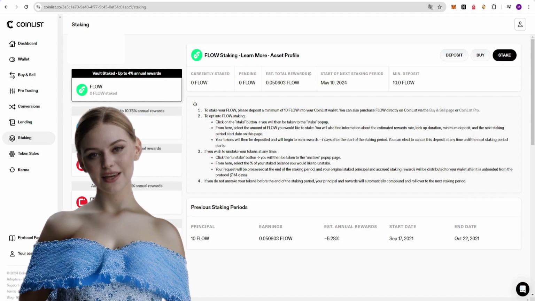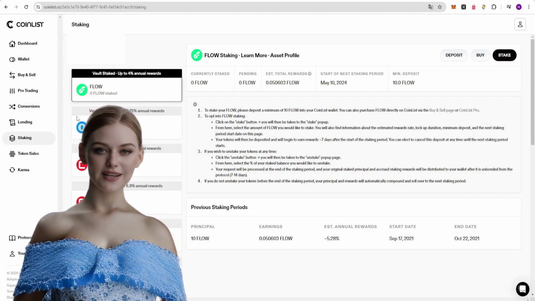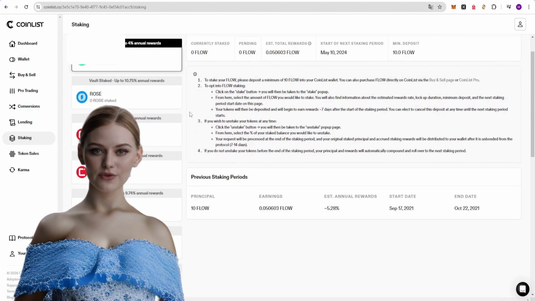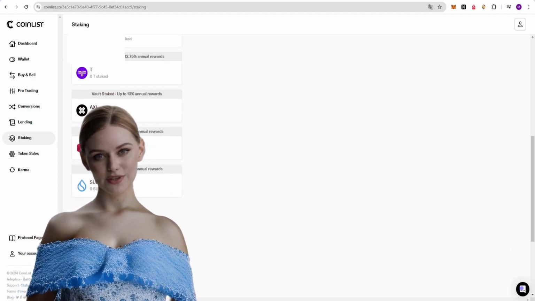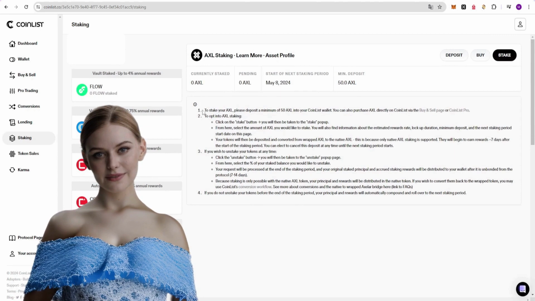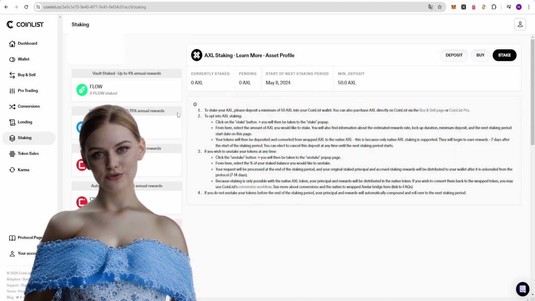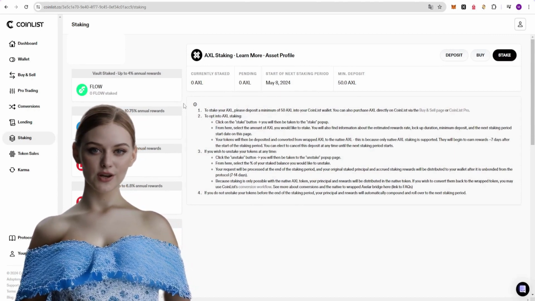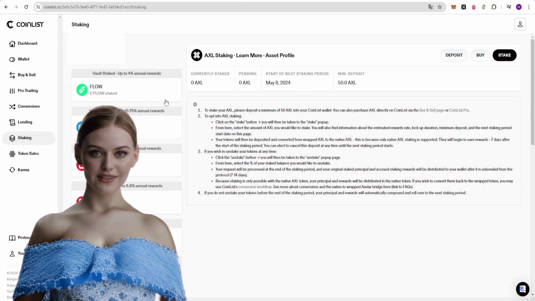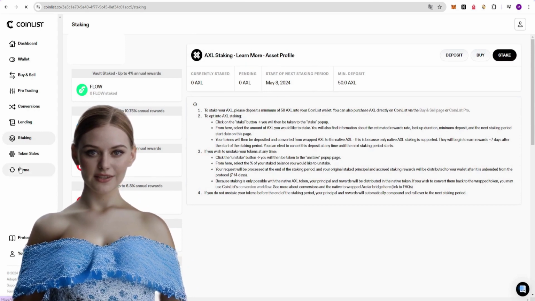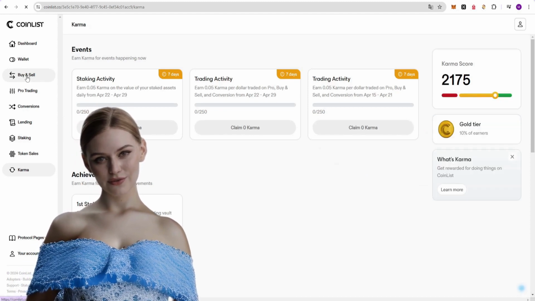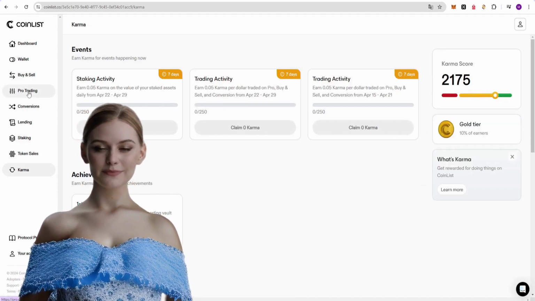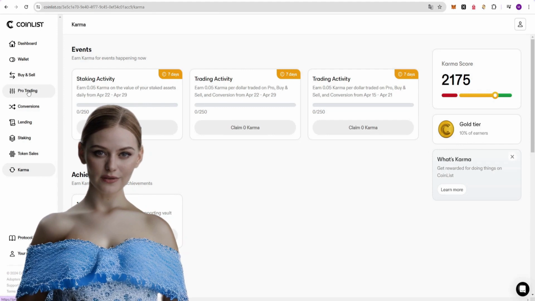To do the staking task, you need to go to the staking section. There are many cryptocurrencies available for staking here. Choose the one you want and read the conditions carefully. It's important to know when your money will be released and to see how many karma points you'll earn from the staking process. For trade tasks, you can use the Buy-Sell section, or you can also use the Coinlist Pro section. I'm returning to the karma point page.